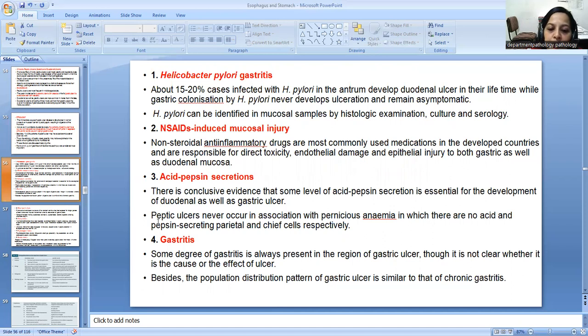Second is NSAID-induced mucosal injury. NSAIDs are the most commonly used medication in the developed countries and are responsible for direct toxicity, endothelial damage, and epithelial injury to both gastric as well as duodenal mucosa. Third one is acid pepsin secretion. There is conclusive evidence that some level of acid pepsin secretion is essential for the development of duodenal as well as gastric ulcer. Gastritis: some degree of gastritis is always present in the region of gastric ulcer, but it is never clear whether it is the cause of the ulcer.